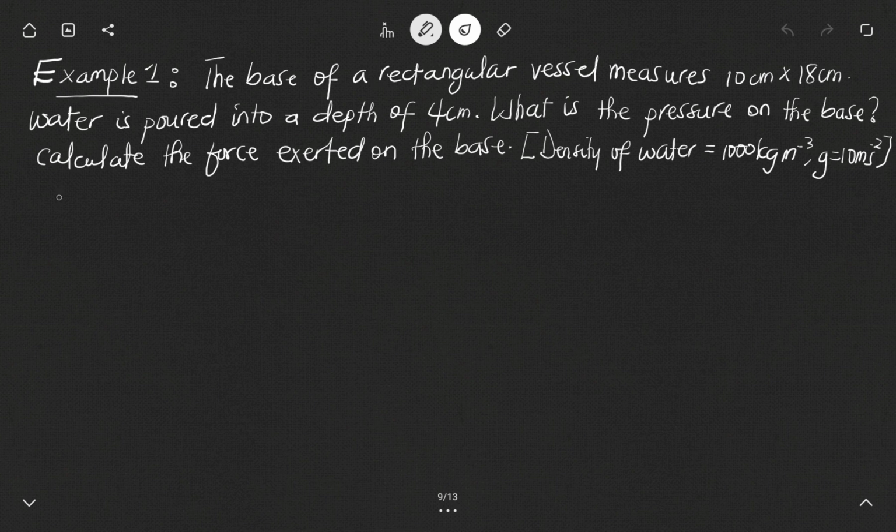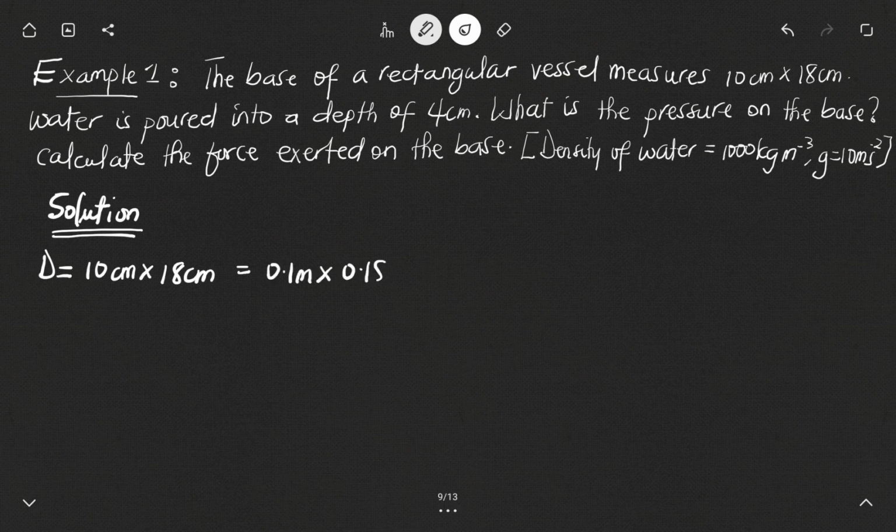All right, so let's go ahead and look at the solution to this problem. So we write down our solution. We were told that the base of the rectangular vessel has a dimension of 10 centimeters by 18 centimeters. If I convert this straight ahead to meters, just so that I don't have to do conversion later on when I'm doing the calculation, 10 centimeters to meters, I divide by 100. So 10 divided by 100 gives me 0.1 meters multiplied by 0.18 meters. That is the conversion for both. Now water is poured into a depth of 4 centimeters.